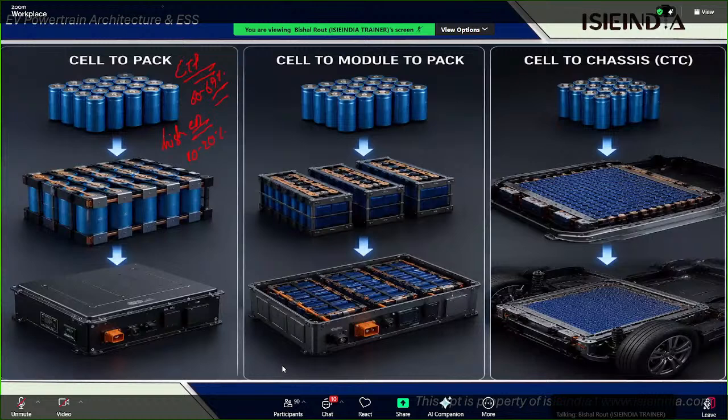But in case of cell to module to pack, the welding points are very, very high. And failure points in cell to pack will be fewer, but failure points in cell to module to pack will be very, very high, right?